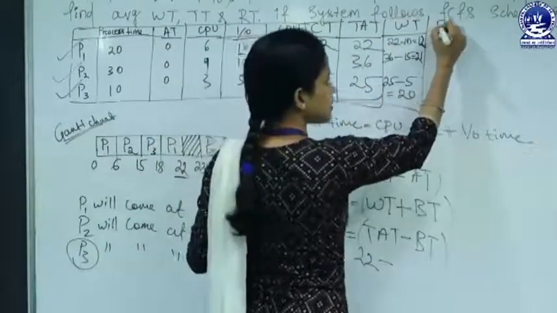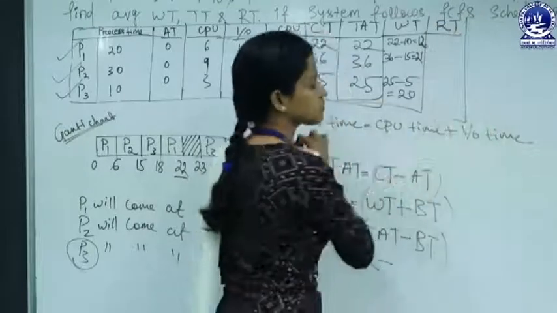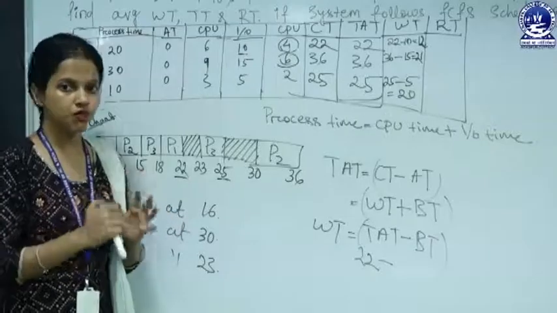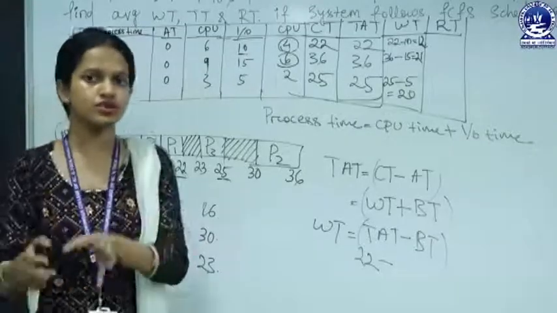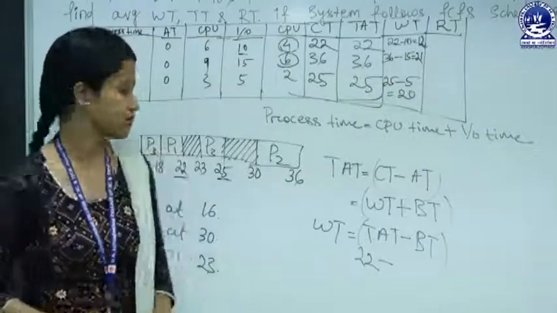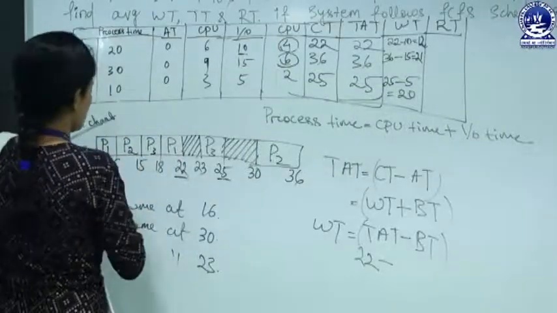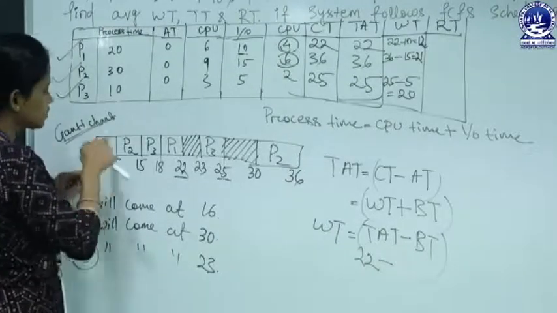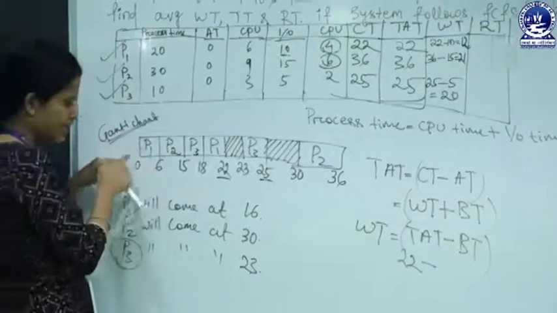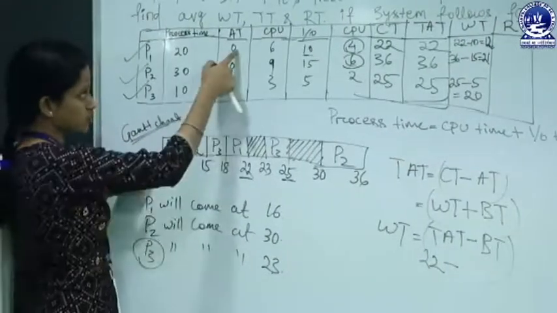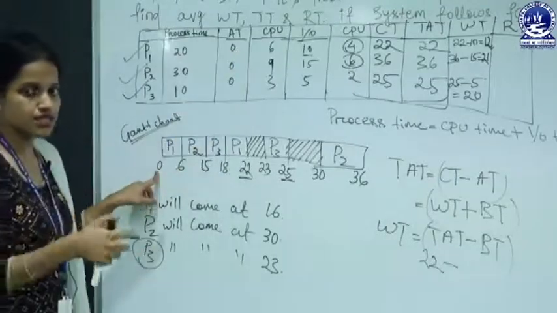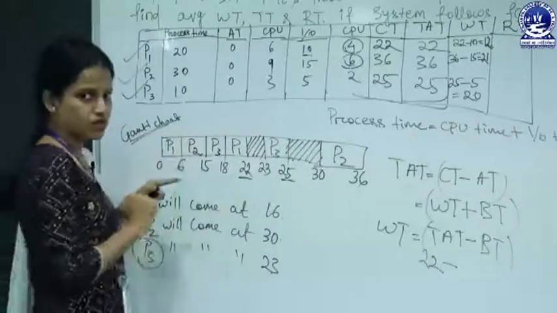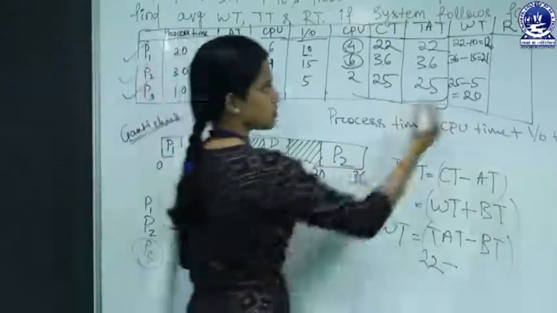Next is response time. Response time means, after the arrival of a process, at what time the CPU is allocated to it for the first time. Okay, for P1, at time 0, it is already allocated the CPU. The CPU would allocate to P1 at time 0, and the arrival time of P1 is 0. So, as P1 arrives in the ready state, at that moment the CPU would allocate to P1. So, the response time is 0.